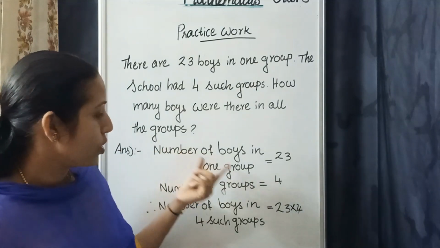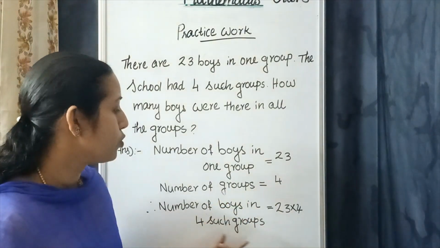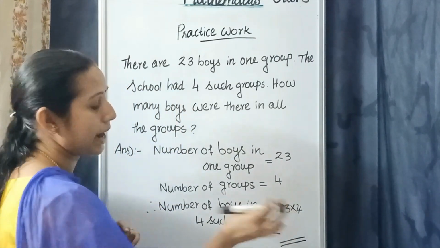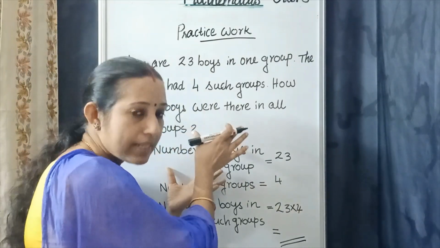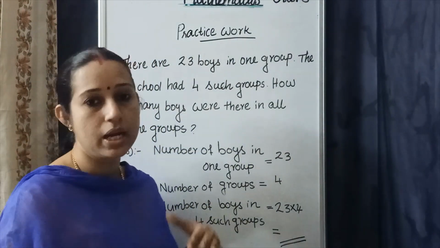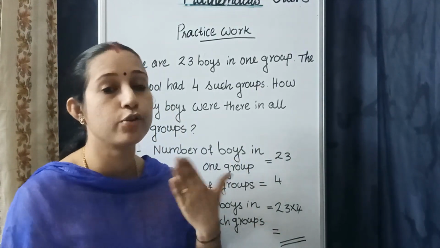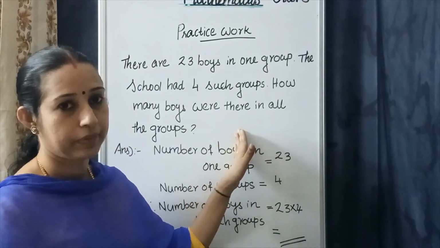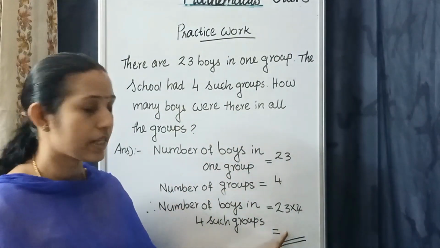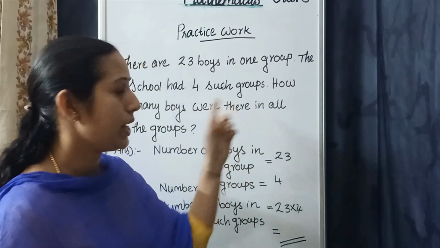The number of boys in one group is 23, the number of groups is equal to 4. Therefore, the number of boys in 4 such groups is 23 into 4. The answer is not given, you have to find the answer. Multiply and write the answer. So, children, write this question only in your practice work notebook. The other questions you have to write in the workbook itself, no need to write in the practice book. In the practice book, only this question and this solution; the answer is not there, you have to find it.